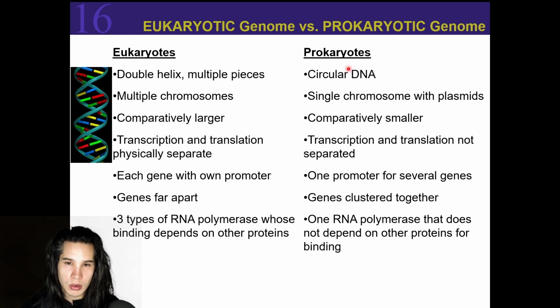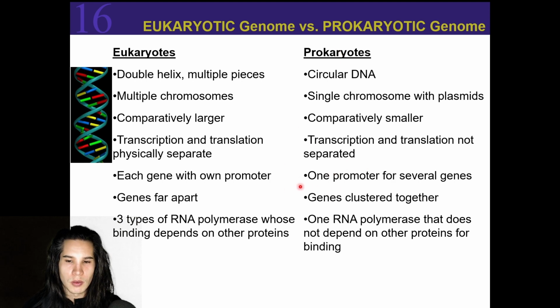Now, when we're looking at prokaryotes, they're typically going to have circular DNA, and oftentimes a single chromosome, so one main chromosome with many possible plasmids or smaller circular DNA. Their genomes are going to be comparatively smaller than those of eukaryotes, and their transcription and translation is generally not separated because they don't have a nucleus. So usually as they're transcribing genes, the ribosomes are going to come along and translate it as it's being pumped out.